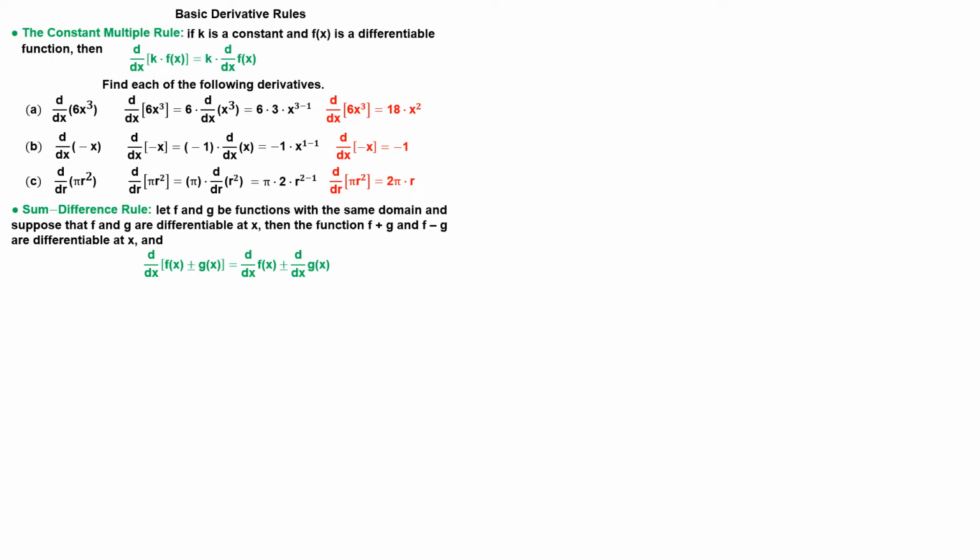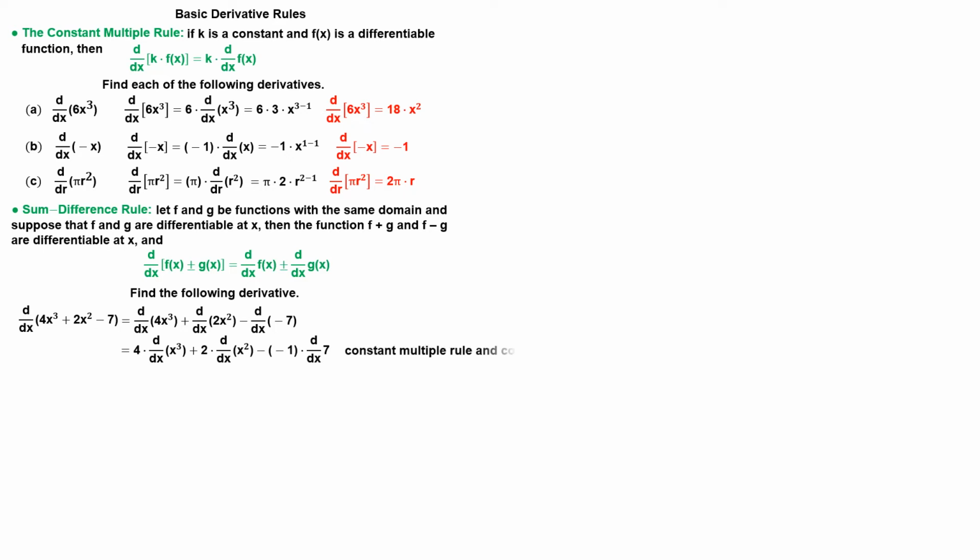Let's see how it works. Find the following derivative. The constant multiple rule, the sum rule, the difference rule, and the constant rule can be combined with the power rule to differentiate any polynomial, as in the following example. After applying the sum difference rule, we can differentiate term by term. Apply the constant multiple rule and constant rule. Apply the power rule and simplify.